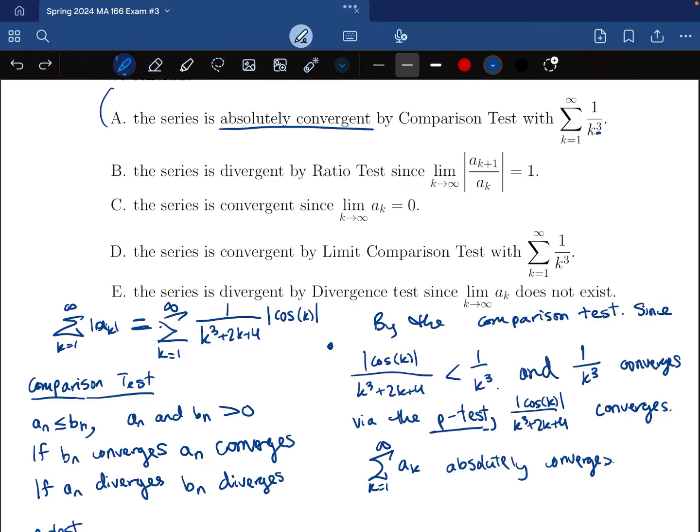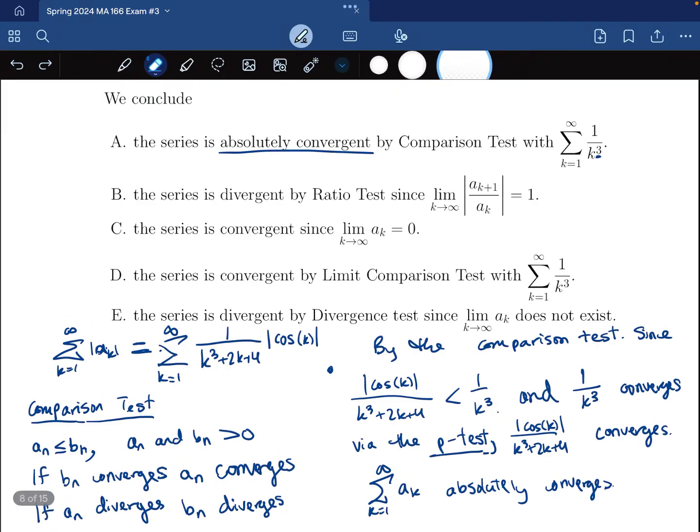But we can also go through the other statements and determine why they are false. That's what I'll do next. I'll briefly explain why each statement is false. The second statement says the series is divergent by ratio test since the limit of the absolute value of ak plus 1 over ak as k approaches infinity is equal to 1. This statement is false because when we get a result of 1, this does not imply divergent. It implies that the result of the ratio test is inconclusive.